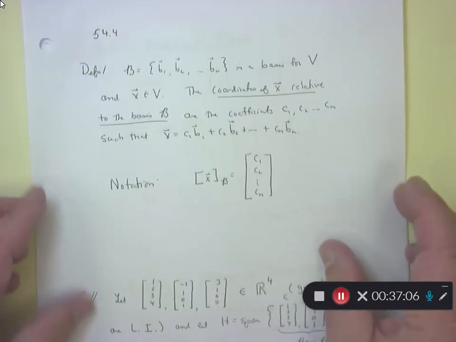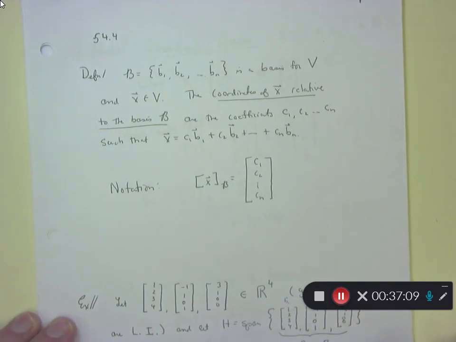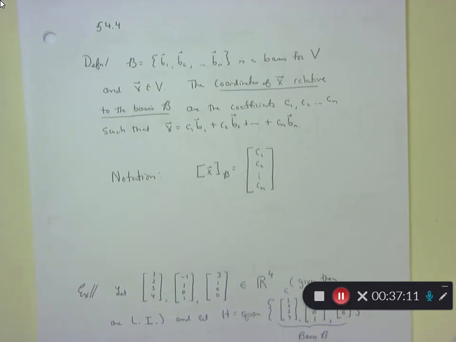Okay. Several pieces of paper down here together because, okay, section 4.4. All right. We're going to be looking at what we call coordinate vectors. Okay? So, definition.